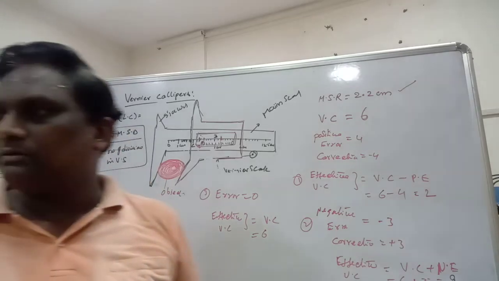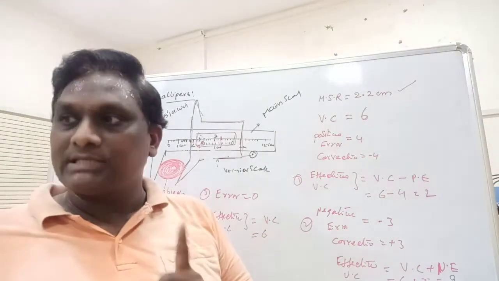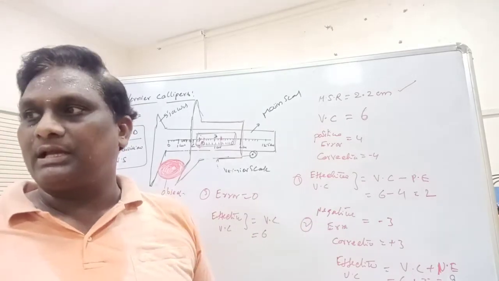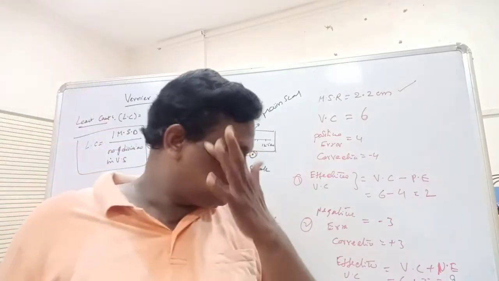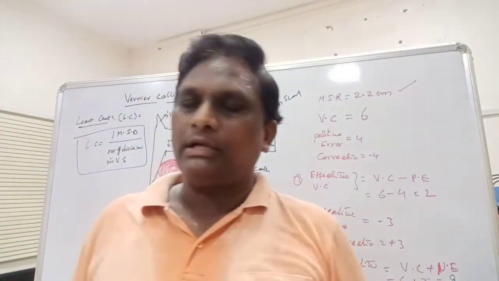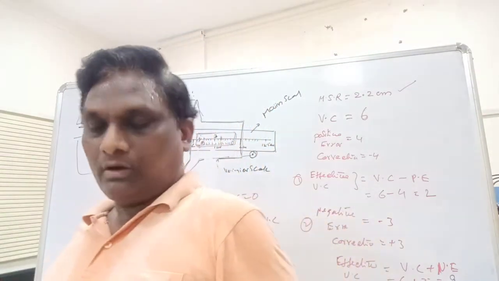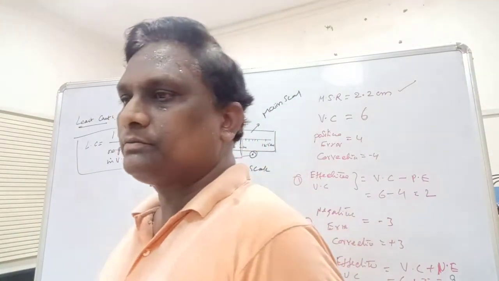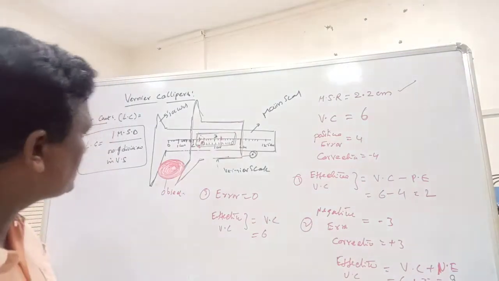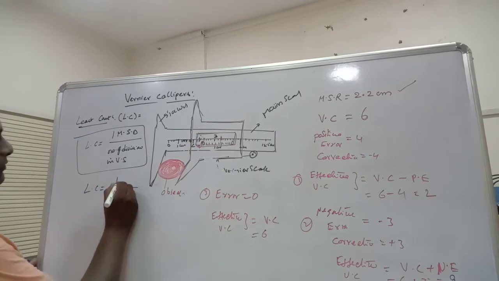Least count is equal to 1 MSD, 1 main scale division, divided by the number of divisions in the Vernier scale. Again, you tell me, what is the least count? 1 main scale division divided by the number of divisions in the Vernier scale. So how many divisions are there in the Vernier scale? 10. Right, very good. Now you tell me the least count.